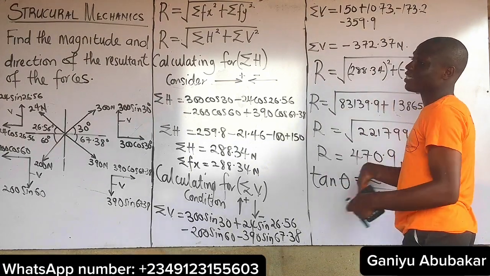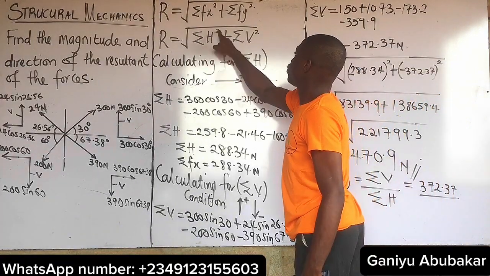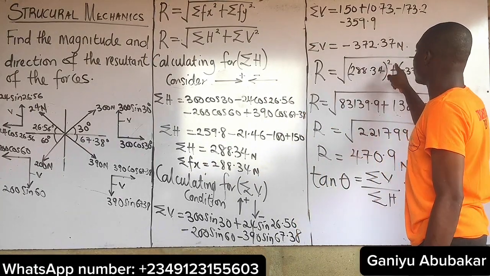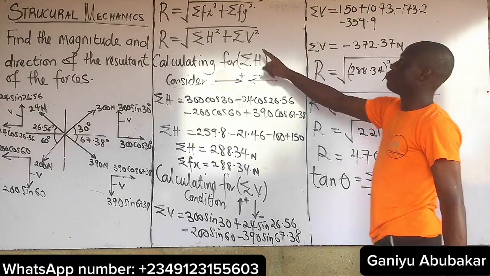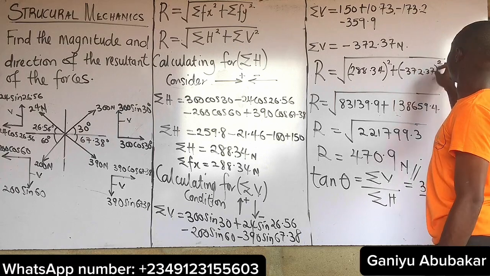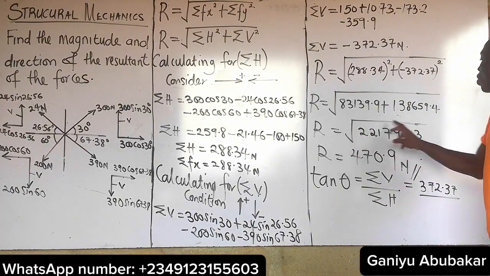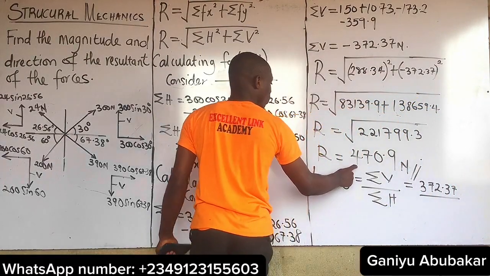So now to get the resultant is not simple. R is equal to the square root of summation H squared. H is this one. I have it here, square it. Plus summation V is this value here. I'll square it, as we said here, summation V. Right? So take the square of this. I have the square of this. Add them up. I'll have this value. Take the square root of this value. I'll have this.